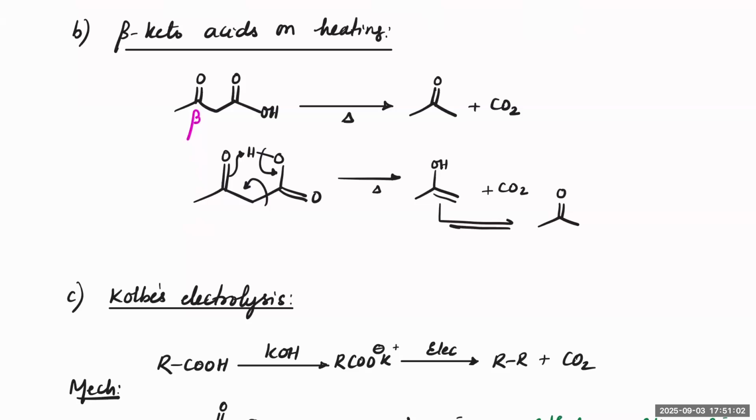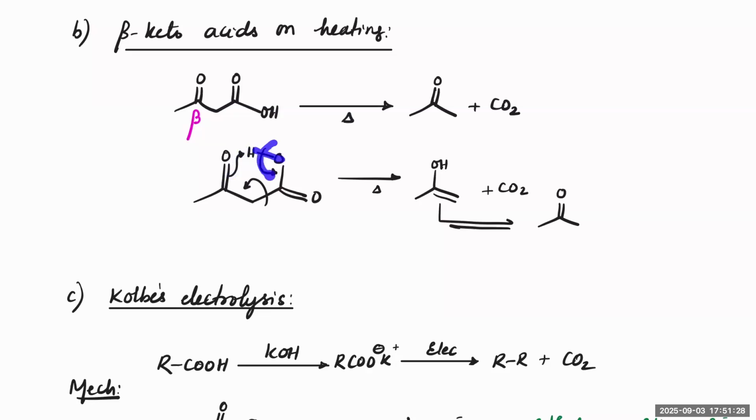Next, beta keto acids on heating. If instead of an acid here, you have a keto group at the beta position, this is alpha and beta, you have a keto group. That also on heating will release carbon dioxide and ends up giving an acetone or ketone in this case. Okay. So here the pi bond will take H plus.